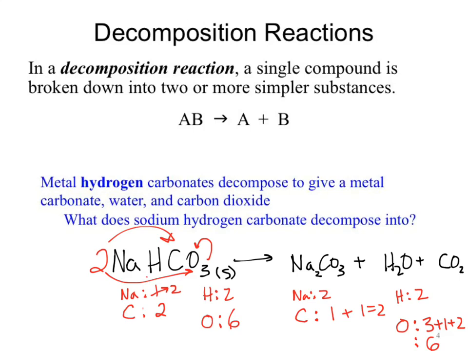Check it. How many sodiums do we have? How many sodiums do we have on the product side? How many carbons do we have? We got 2. How many carbons do we have on the product side? 1 and 2. How many hydrogens do we have on the reactant side? 2. 2 applies backwards. How many hydrogens on the product side? Again, 2. How many oxygens?